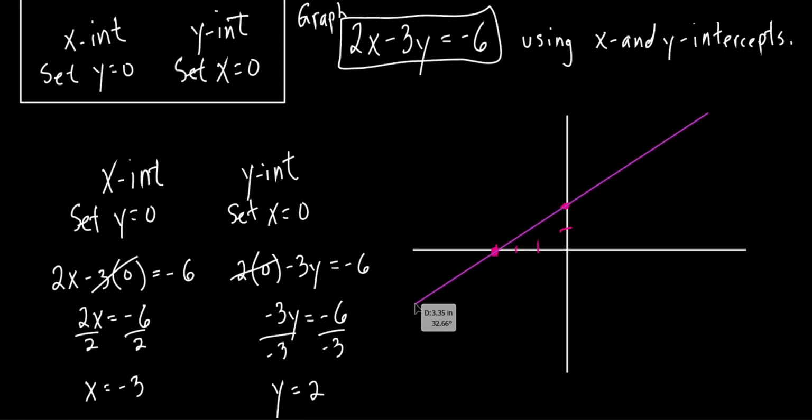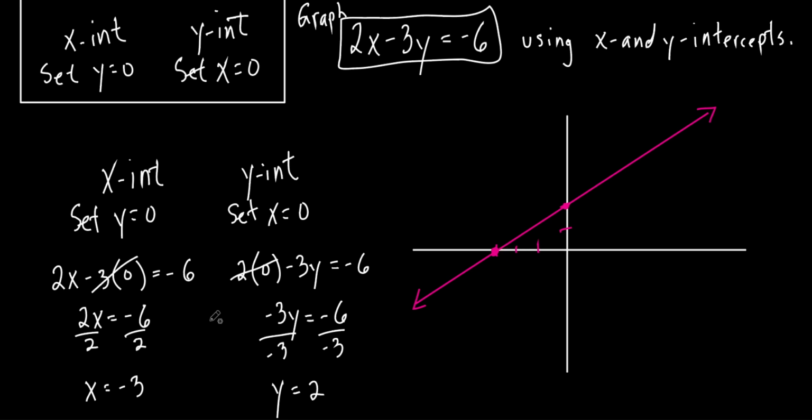All right? There you go. Goes through both of them. And put arrows. And there you go. There's your graph. So it's a little extra work than what we did on the slope-intercept form. Would you agree? Yeah. All right.